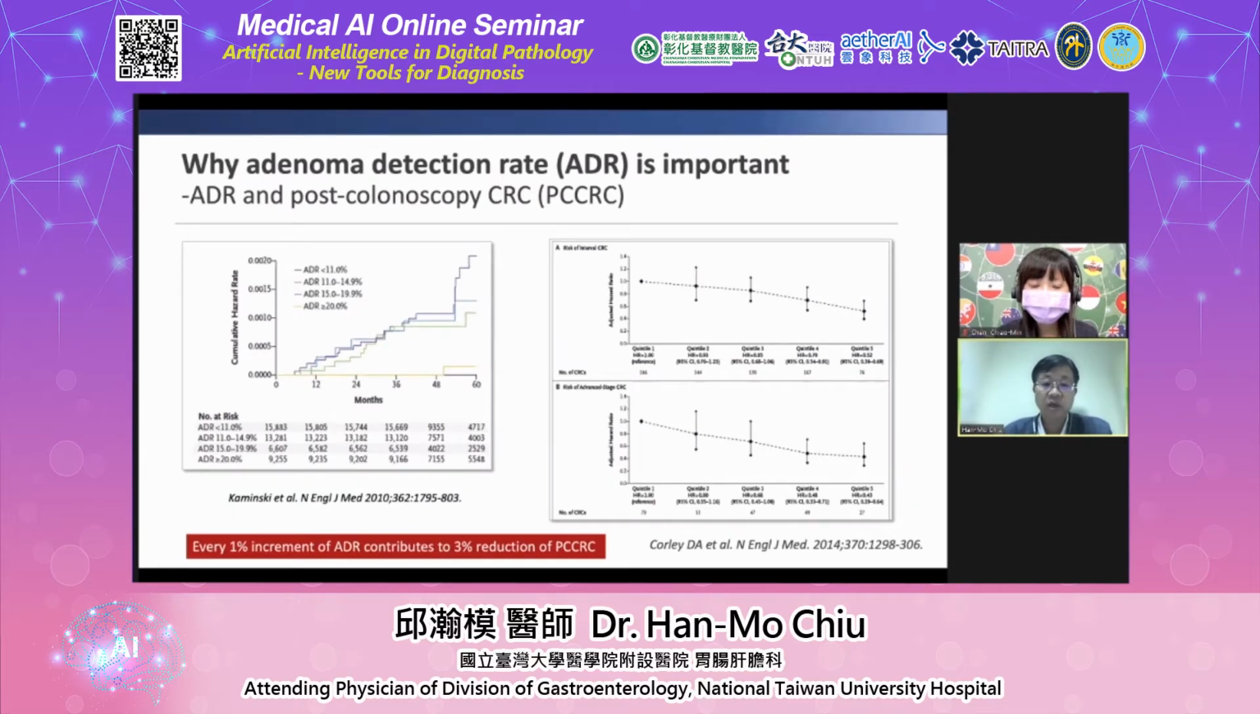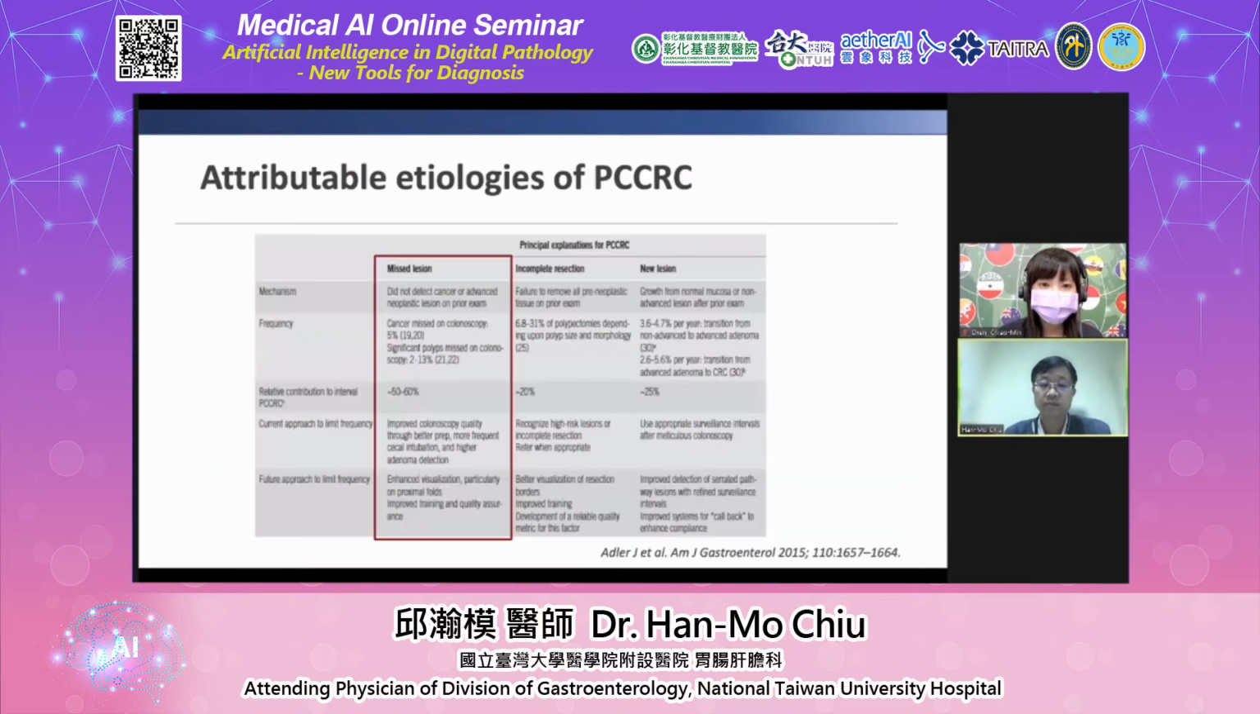According to a previous study from Poland, the ability of the endoscopist to detect adenoma or polyps during colonoscopy was closely associated with the risk of developing colorectal cancer after colonoscopy, which was theoretically assumed to be very low. One study from the US demonstrated that every 1% increment of ADR was associated with a 3% reduced risk of post-colonoscopy colorectal cancer, showing the clinical significance of ADR.